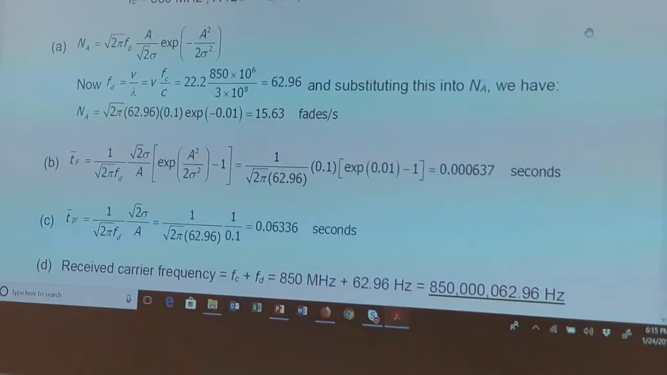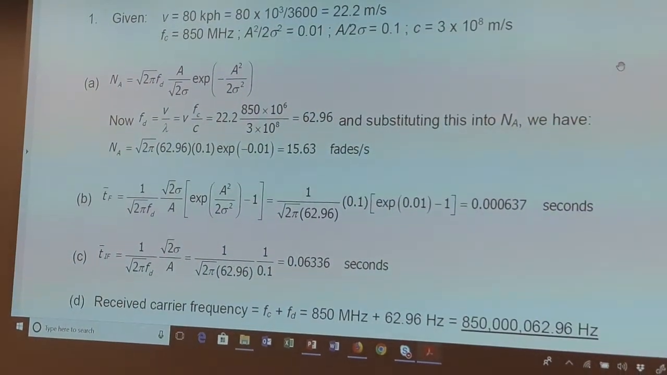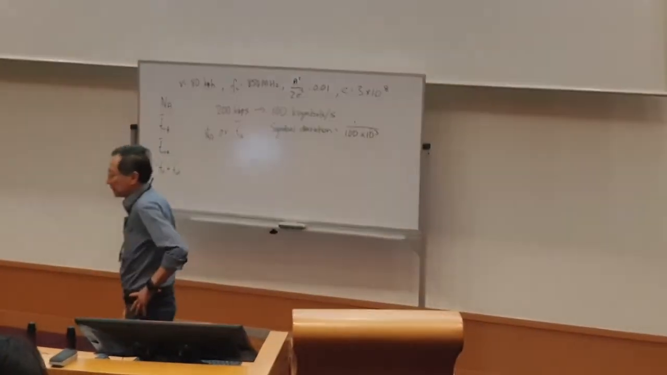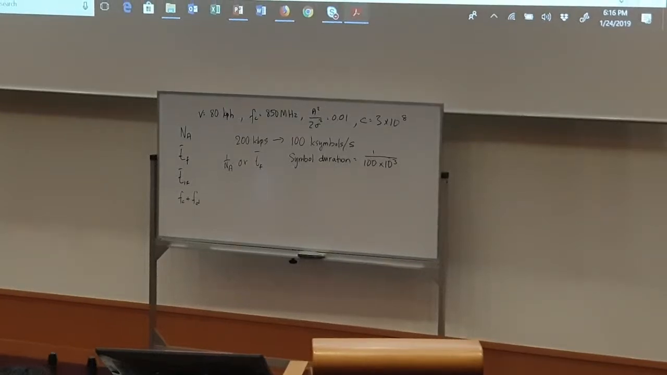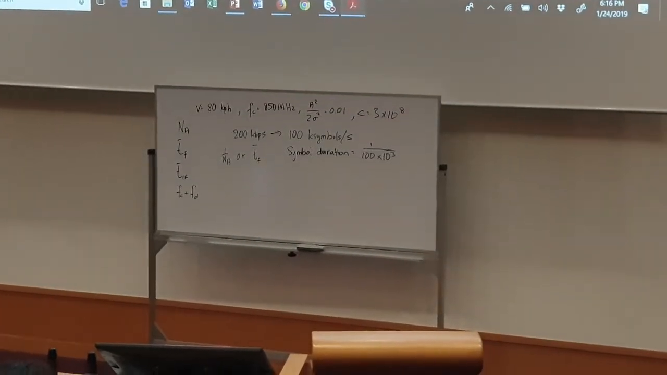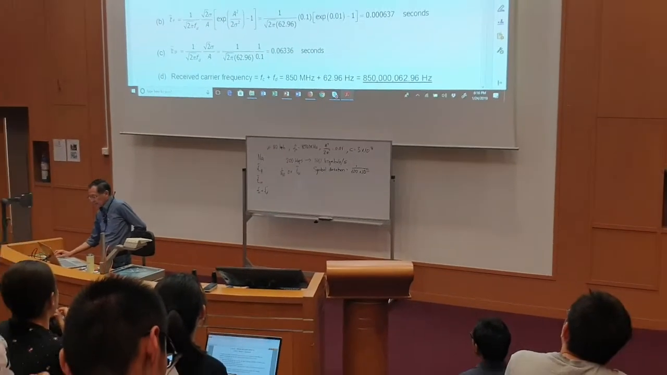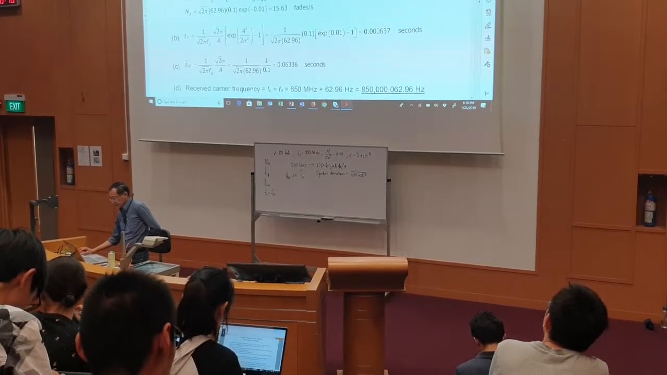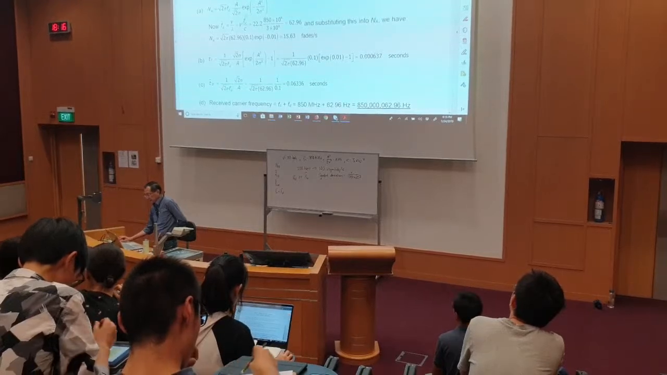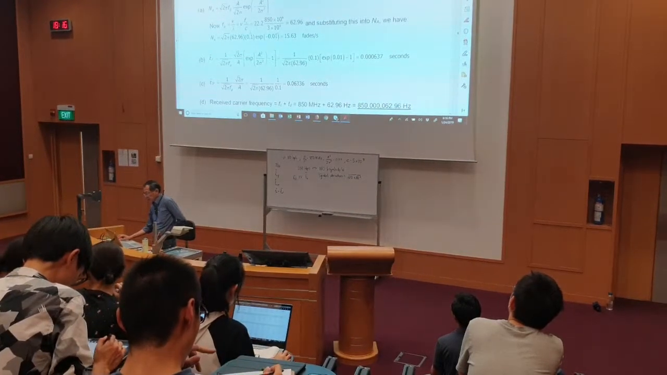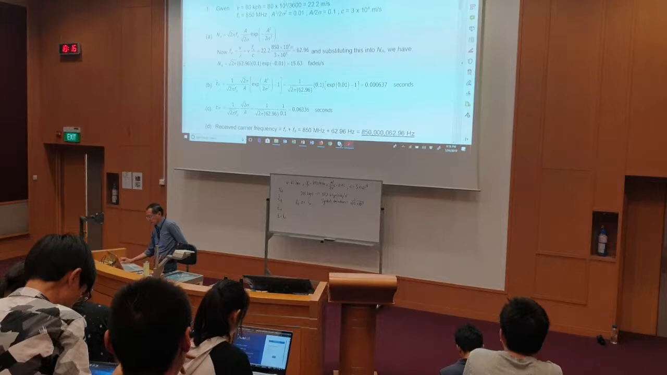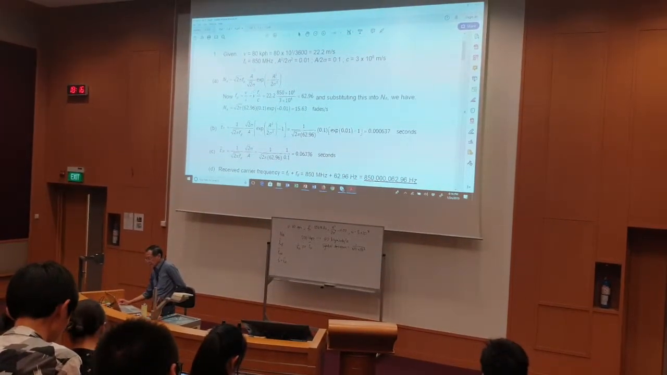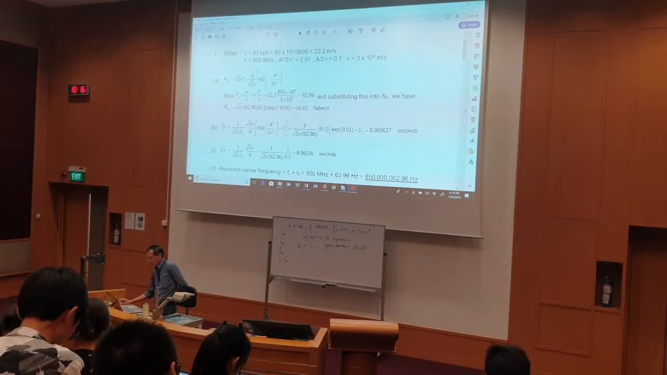Okay? So as I said, the first one is NA. That's the formula over there. The first thing you have to do is to find the maximum Doppler frequency, which is V over lambda. Lambda is FC over C. So plug it in, you will find that FD is 62.96. Then you plug it inside here. You're already given this guy.